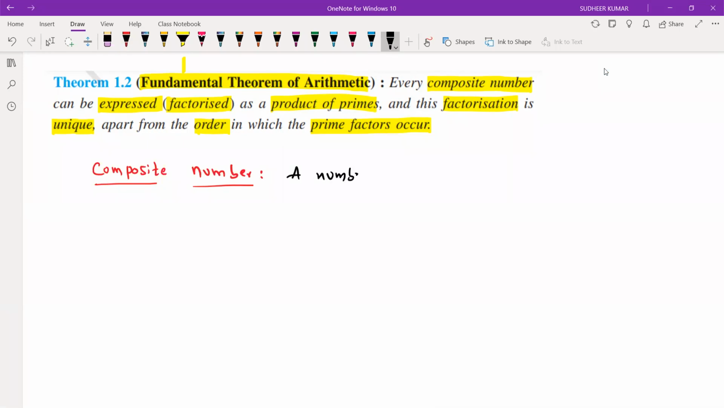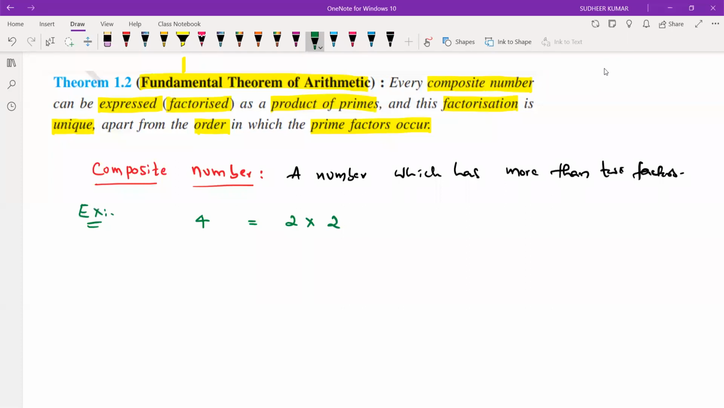A number which has more than two factors, or at least three factors, is called a composite number. Can you give an example of a composite number? So 4, 6, 8. 4 can be expressed as 2 times 2. And the factors of 4 are 1, 2 and 4. So it has more than 2 factors, so it is a composite number.